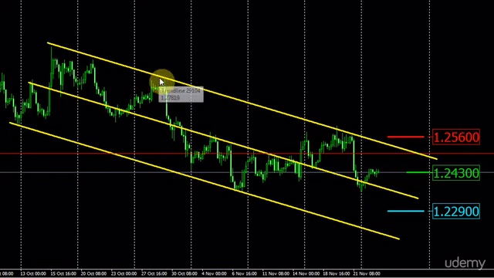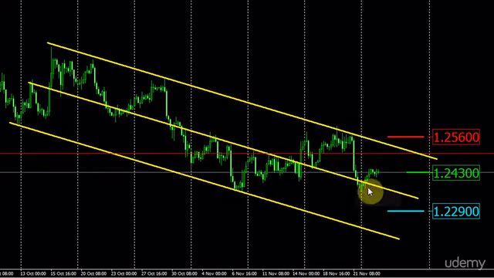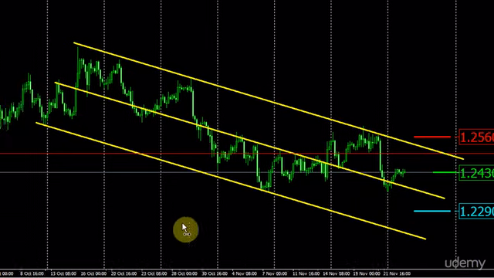Then it hit the top border a couple of times, hit the middle, hit the top border, went down, back to the bottom border, crossed the middle, went to the top border. Now it's just touched the middle, and guess where it's going to go next? That's right, it's going to go down towards the bottom border of the channel. So a couple of other things.